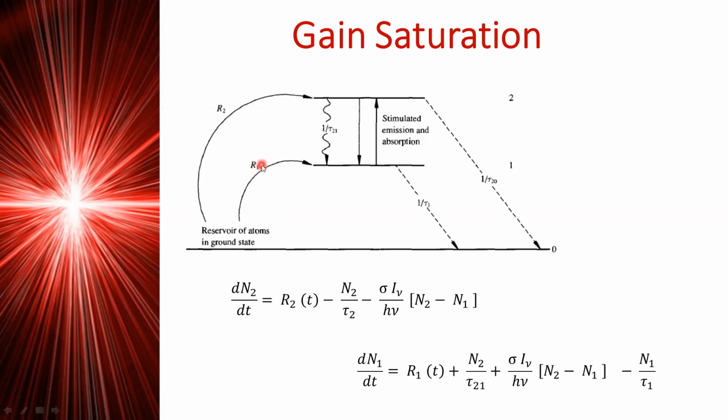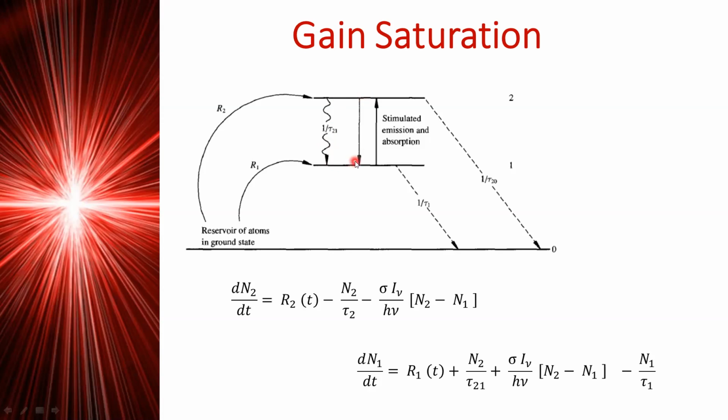What also increases the number of electrons in energy level number 1 is the spontaneous emission from 2 to 1. The spontaneous emission from 2 to 1 will increase the number of electrons in energy level number 1. What also increases the number of electrons in energy level number 1 is the stimulated emission from 2 to 1. So now we have three positive terms. You have bumping from 0 to 1, spontaneous emission from 2 to 1, stimulated emission from 2 to 1.